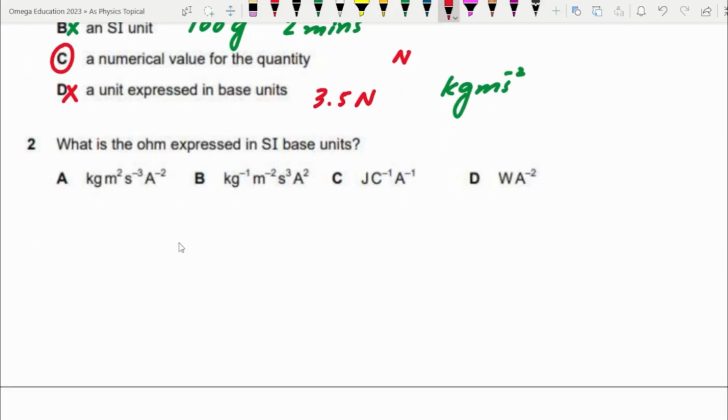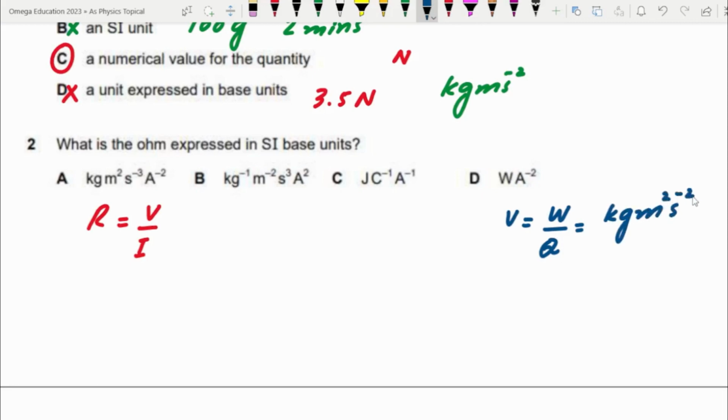Okay, then the next one is what is the ohm expressed in base units? So ohm is the unit of resistance. The formula of resistance is voltage over current, and you don't know the base units of voltage, so you gotta do it separately. So voltage equals work done per unit charge, W over Q. For work, you can use the formula F into D, but I tell the students to memorize the base units of work, that we have kg m2 s minus 2. And for charge, you have A s, the same class that you're studying right now, AS, because Q equals I times T.